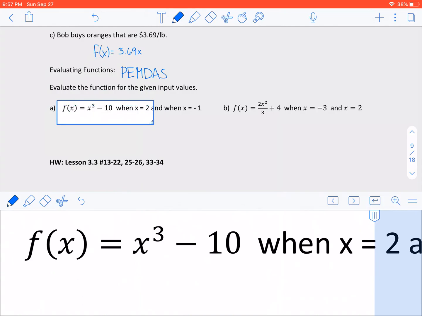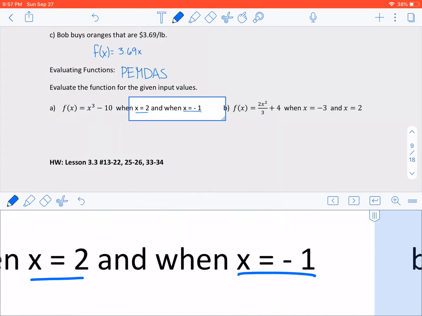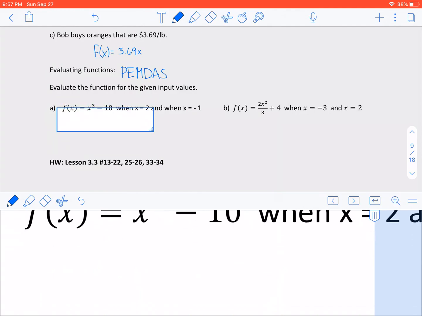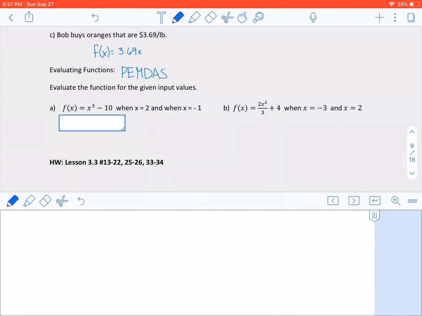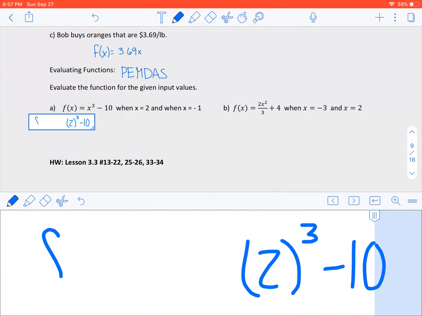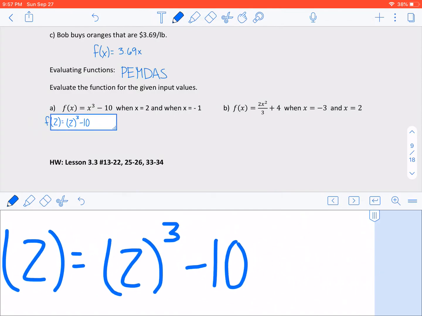So here I go, f of x equals x to the third minus 10. It wants us to evaluate it at x equals 2 and at x equals negative 1. So it's two separate problems. We're going to do it 2 different times. So the first one, instead of writing x, I'm going to write 2 to the third minus 10. So this is f, the function, evaluated at 2 equals 2 to the third minus 10.